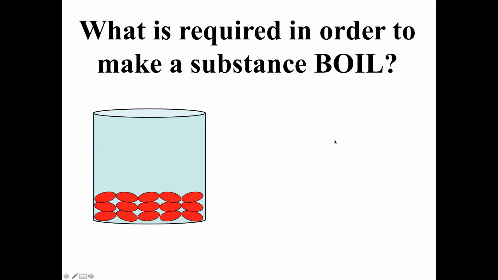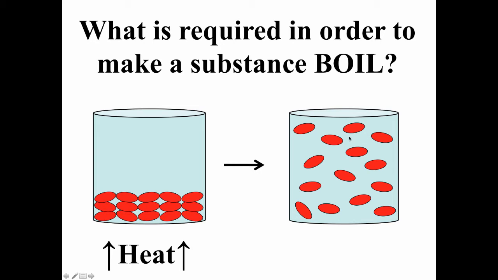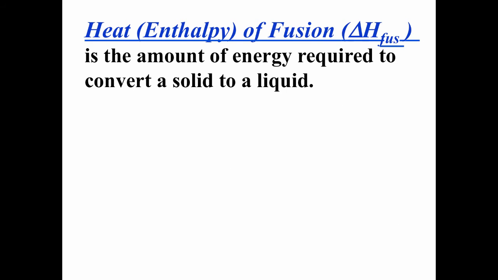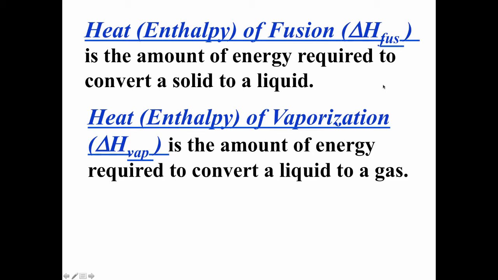And that's the same thing when we boil a substance. But now we overcome intermolecular forces enough to actually separate the molecules from each other. So they're no longer close together like in the liquid. They're now farther apart. The heat or enthalpy of fusion, which we symbolize by delta H sub FUS for fusion, is the amount of energy that's needed to convert a solid into a liquid, i.e. it's melting. The heat or enthalpy of vaporization, which is symbolized by delta H VAP for vaporization, is the amount of energy that's needed to convert a liquid into a gas, i.e.